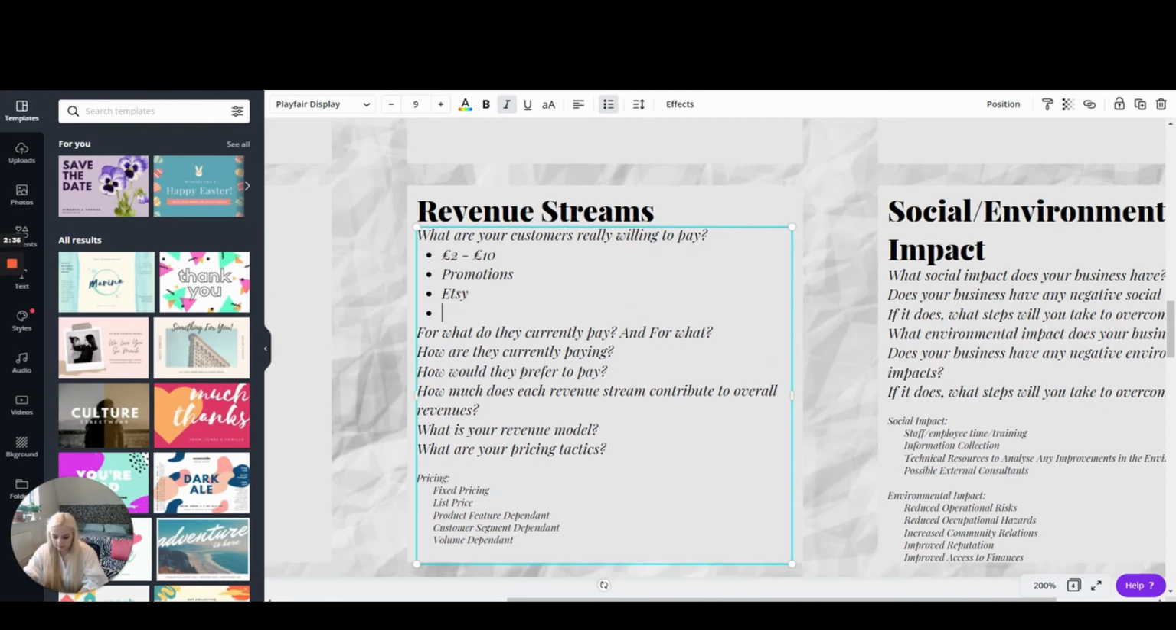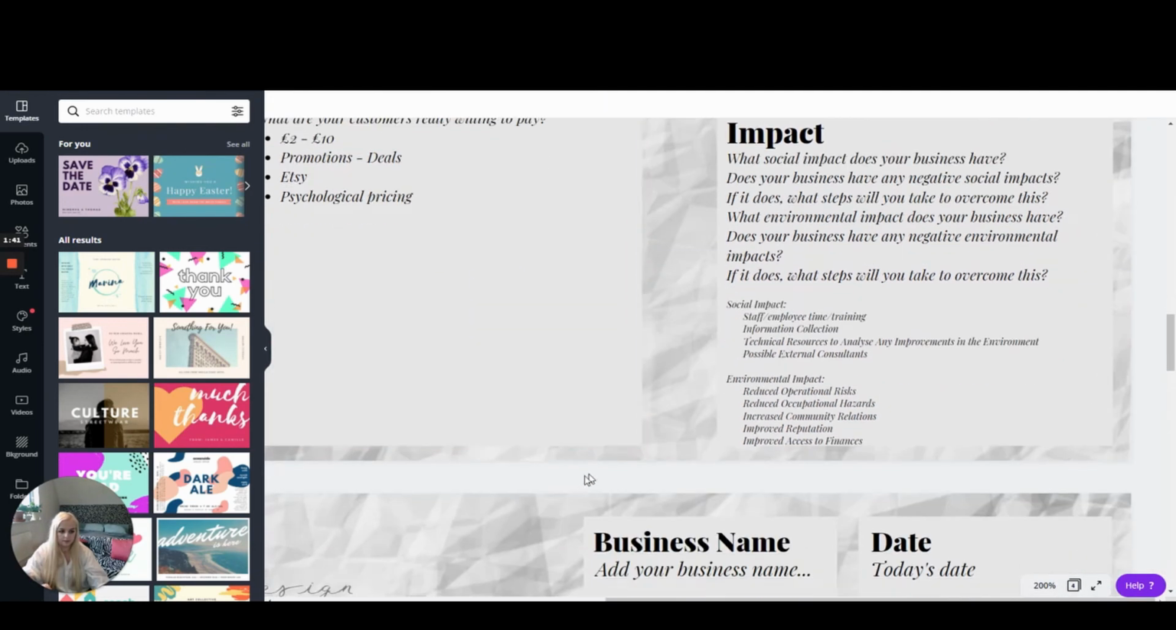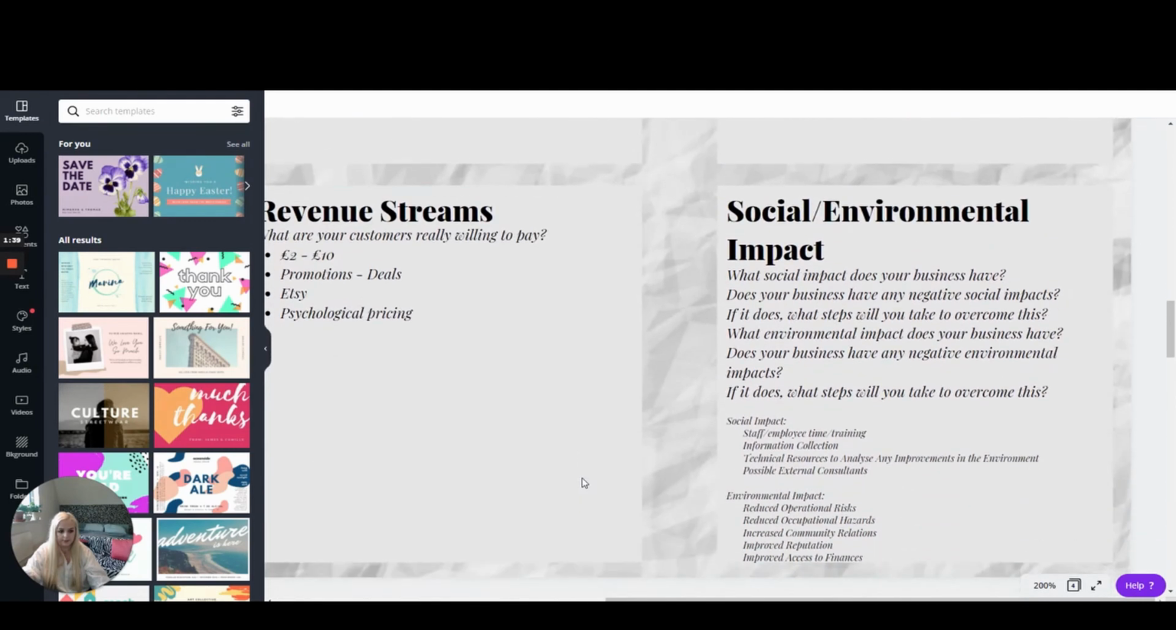Pricing tactics. For promotions, I'll do deals. I will be using psychological pricing, so that is doing things like putting prices at $9.99. And then lastly, we've got social and environmental impact. My business won't really have any social or environmental impact.